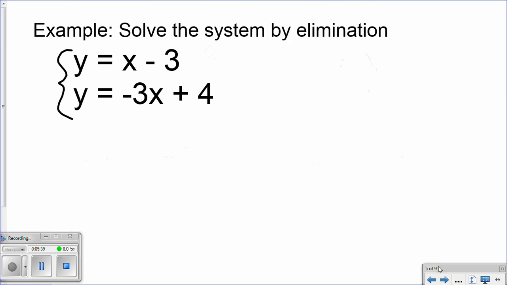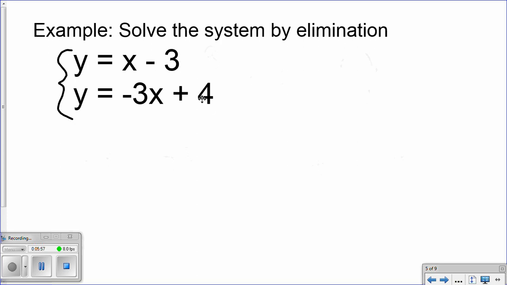So next one, did I do another example with you? Yeah. So this one we're going to do the same thing. So we have y equals x minus 3 and y equals negative 3x plus 4. What's really nice is that the y's are on top of each other, equal sign, x, number, it's all good.